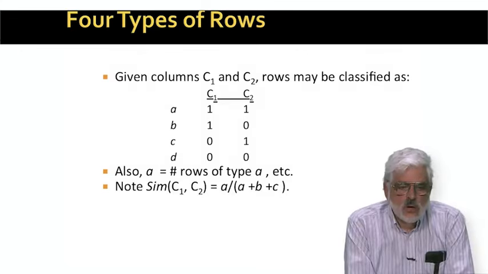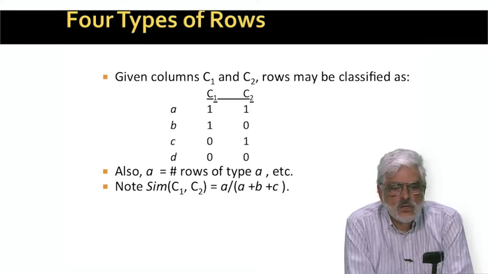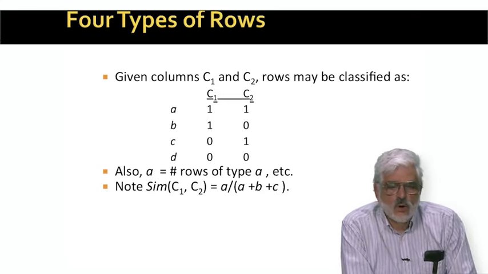We can express the Jaccard similarity of 2 columns in terms of the count of the row types. That is, the similarity of columns C1 and C2 is A divided by A plus B plus C. The reason is that A is the number of rows in the intersection, and A plus B plus C is the number of rows in the union.